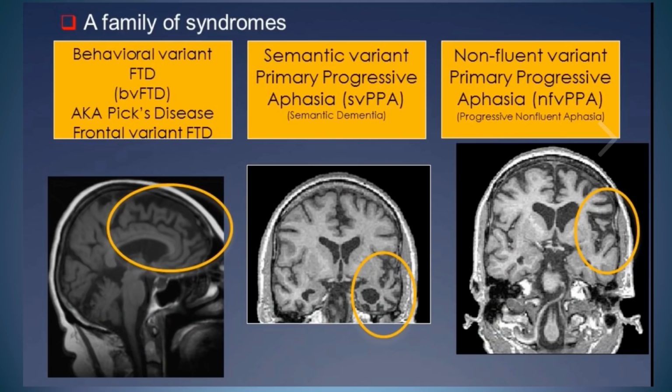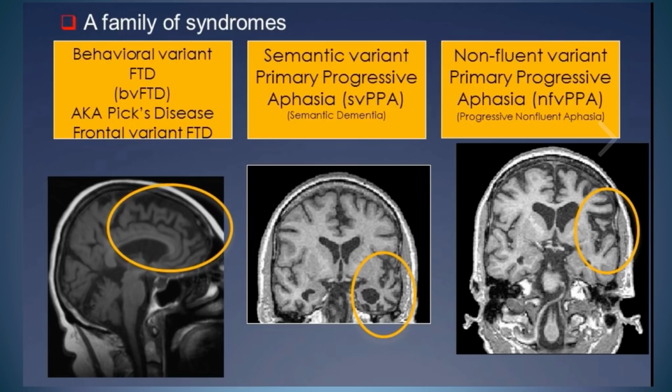Okay, and so here is just another representation of what we just talked about. So with the family of syndromes, we have the behavioral variant FTD, and that is usually predicted by impairments or atrophy of the frontal lobes. See that here? See how the rest of this is nice and plump, and this is a little bit smaller.